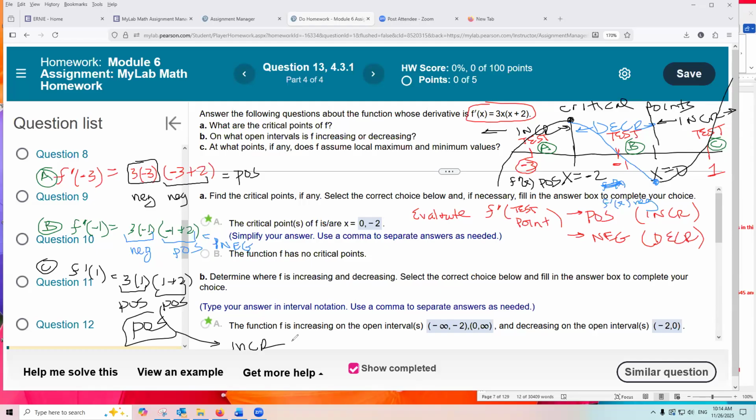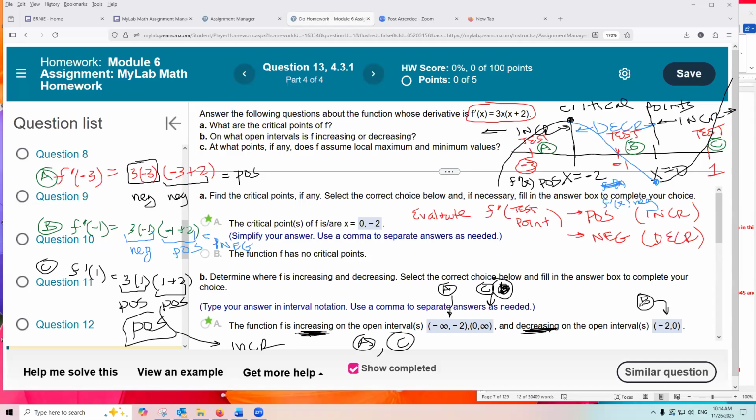All right, let's answer the question. Where is the function increasing? Well, that's what we called interval A and C. Interval A is -∞ to -2. Interval C is 0 to infinity. Where is the graph decreasing? That was our middle interval. Where's the graph decreasing? That's our middle interval. That's what we called interval B, from -2 to 0.